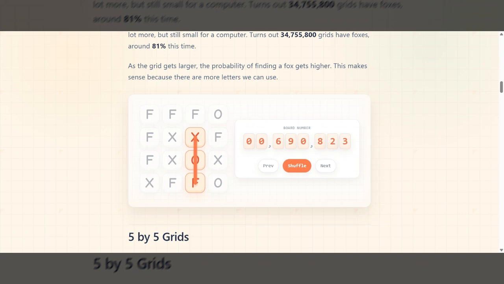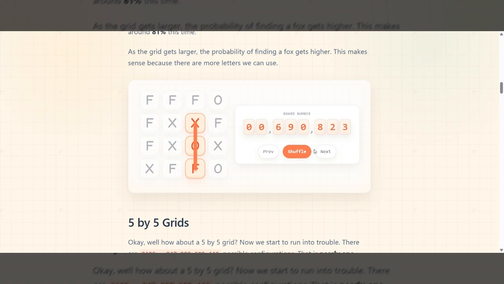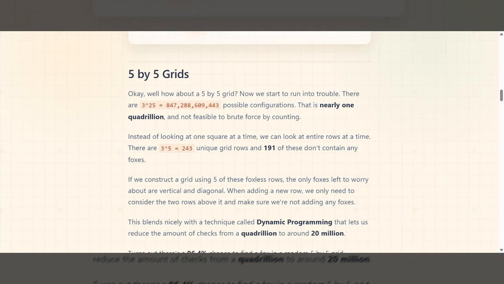Okay, I give up. Well, how about a 5 by 5 grid? Now we start to run into trouble. There are 3 to the power of 25 combinations, which is 847 trillion.